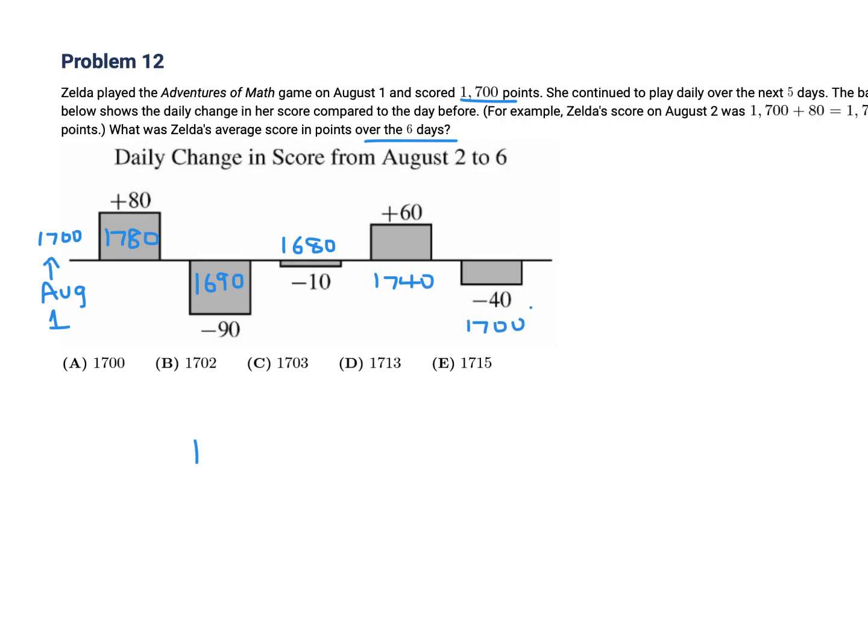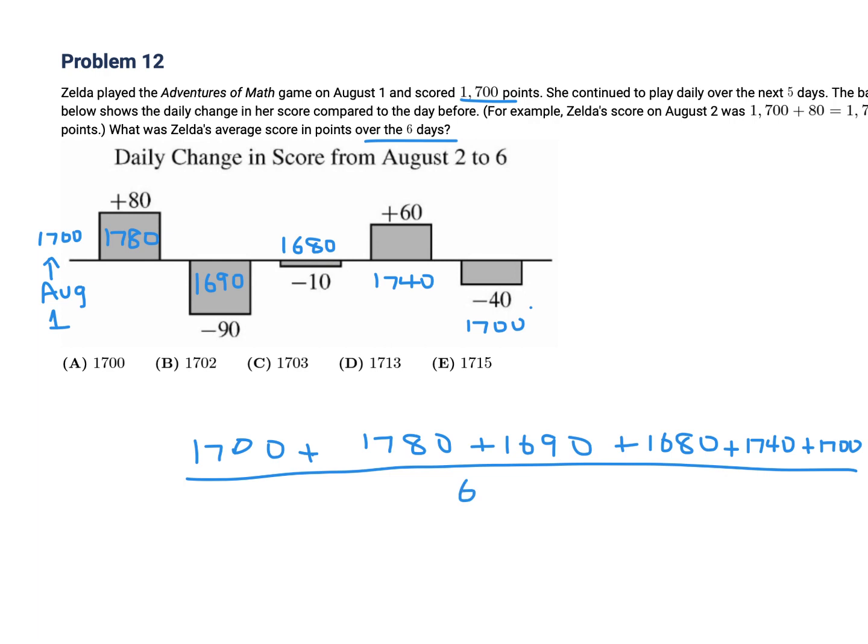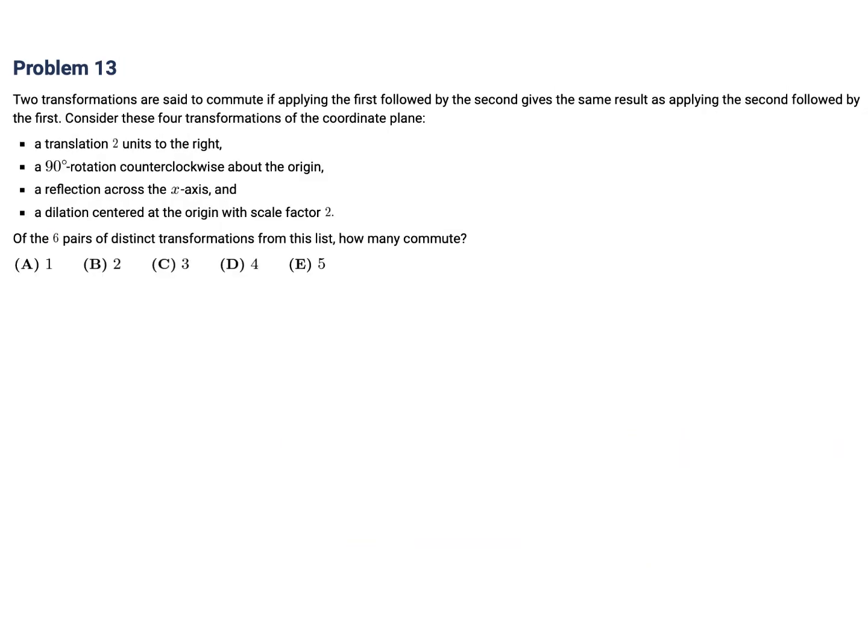Now we have to take these numbers, 1,700, 1,780, 1,690, 1,680, 1,740, and 1,700. Add them up and divide by 6 to get the average. And when you do, you will get 10,290 over 6, and that, I believe, is 1,715. So therefore, the answer here is E.